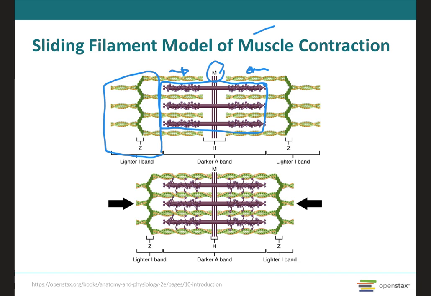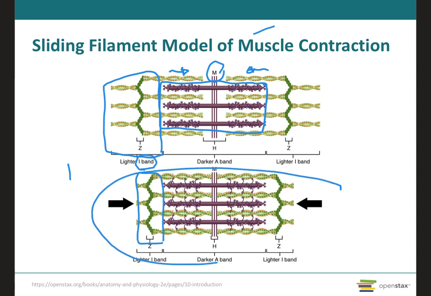And the way that I remember that the I band is made up of thin filaments is that the letter I is very thin. So that's made up of thin filaments. Notice how the I band is going to become smaller when you have a contracted muscle right over here. However, the A band, which is the band that contains the myosin filaments or the thick filaments, is going to remain the same size, meaning that what's moving are the thin filaments towards the M line.